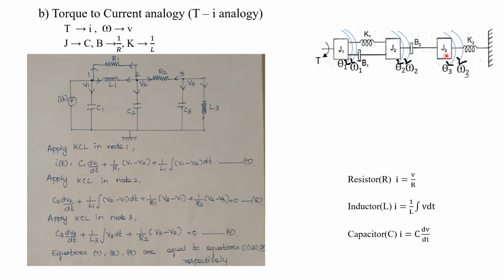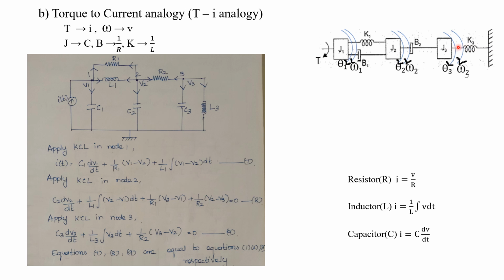In this J3, there is no applied torque, so there is no need to connect any current sources here. What about the opposing torques? Its own opposing torque is due to J3. J corresponds to C, so C3 can be drawn like this between the ground node and node 3. Now K3 is the component which is connected between J3 and the reference.